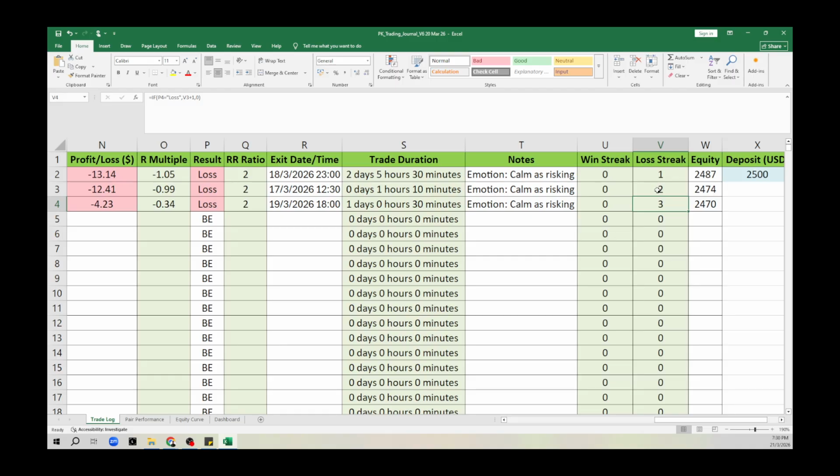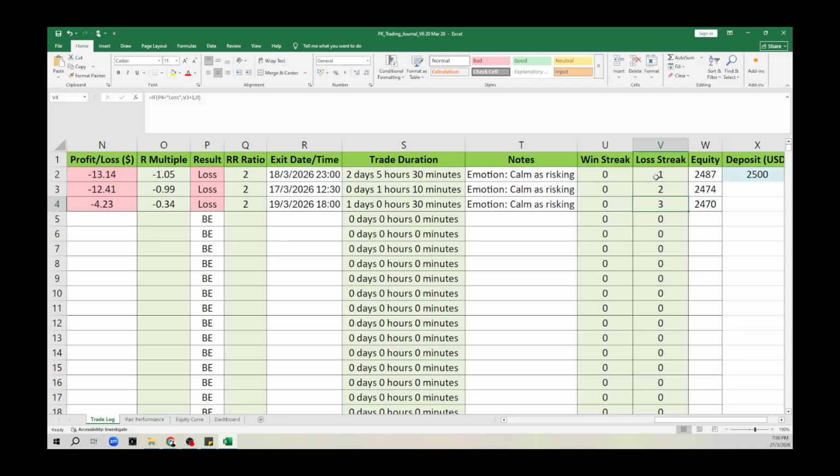So why is this important? Because over time, as we track, since it's a probability game, you will know how many losing streaks you would have at maximum before the winning streak comes into play, or how many winning streaks you will have at maximum before the losing streak comes into play. This allows you to keep your emotions calm and take each and every trade from a very neutral perspective.